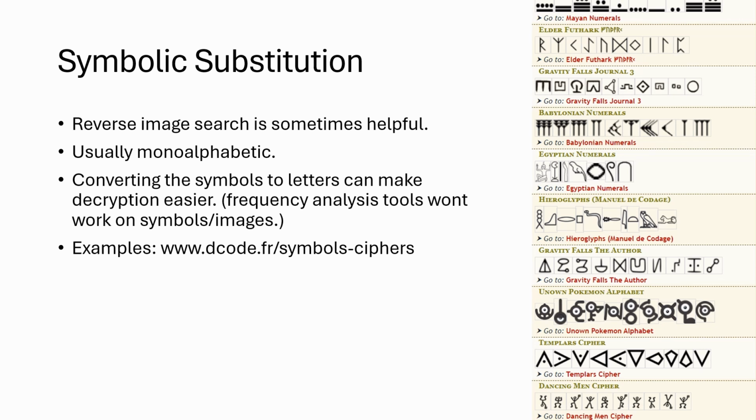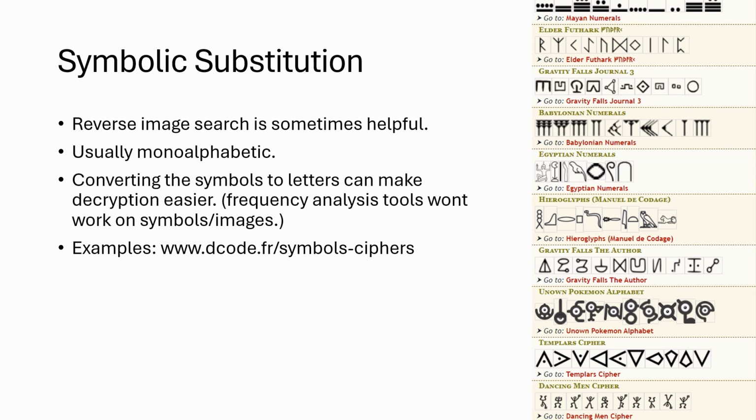And then you have symbolic substitution, which is really just different alphabets in pictorial form. You can try reverse image searching. You could try converting the symbols to alphabetic letters. Then you would have just arbitrary substitution, and then you could do the same techniques for that. They're usually monoalphabetic, so you don't have to worry about that sort of thing.